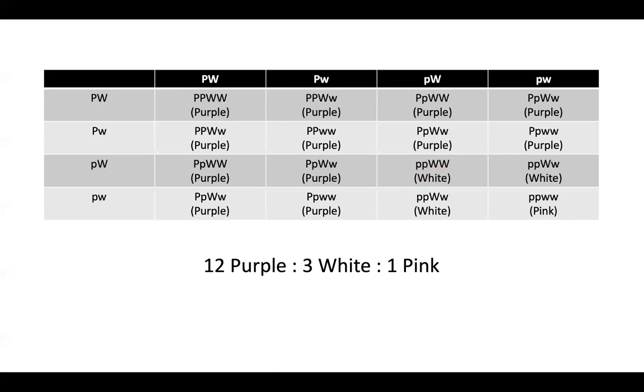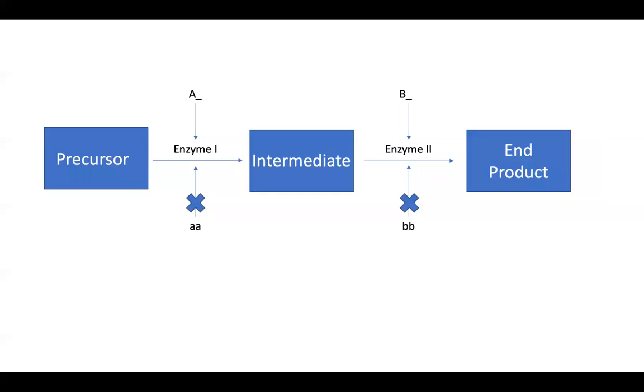Another way to get ratios is by using an epistasis pathway. An epistasis pathway uses the ratios from a dihybrid cross that has no epistasis to determine phenotypes. So the ratios are 9 big A, big B, to 3 big A, 2 little b's, to 3, 2 little a's, 1 big B, to 1, 2 little a's, 2 little b's. We can use these ratios to figure out the phenotypes of an organism's offspring.